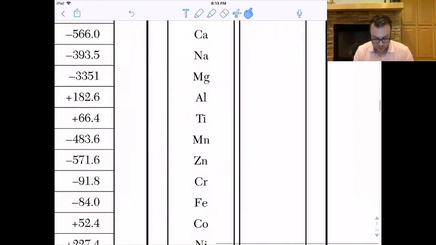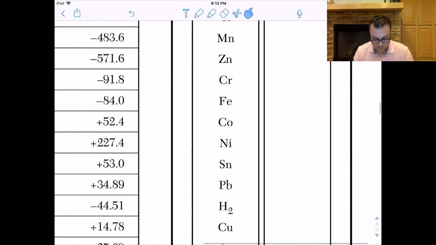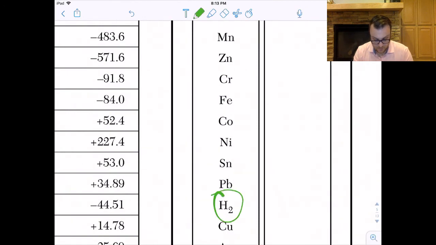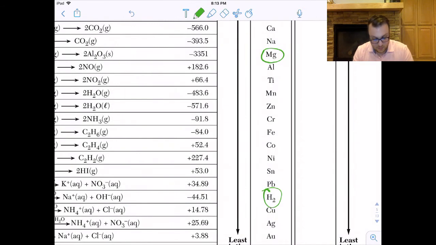Mg is more active than H. If the single element, the single atom, the one that's alone, the one that is not in the compound, is higher than the other atom in the compound, we would say these two would react spontaneously.